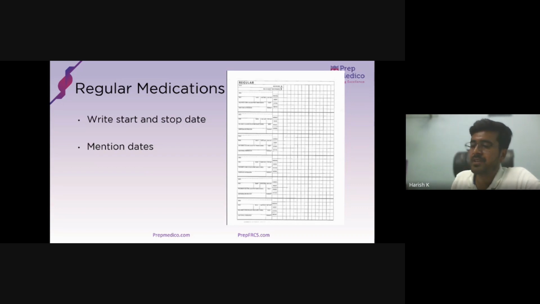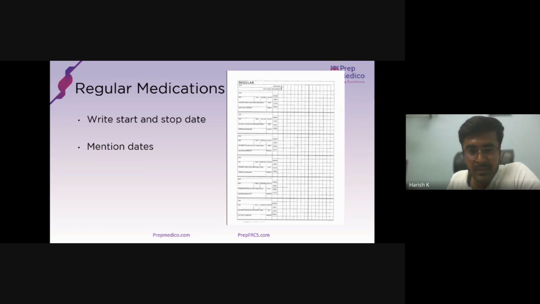Next, additional information. What additional information are you going to give to the patient? In regular medication, there will be a lot of medications. So which time will be suitable for them, whether in the morning or in the evening? Whichever medications are usually taken at a particular time, you can write it in the additional information.